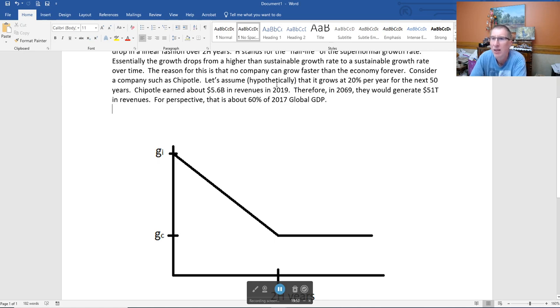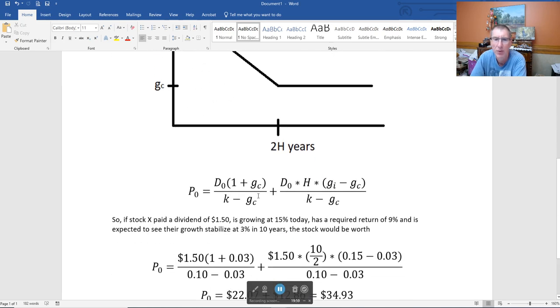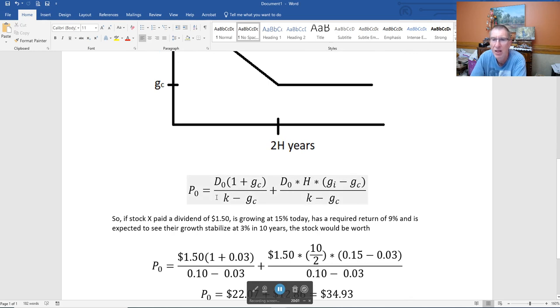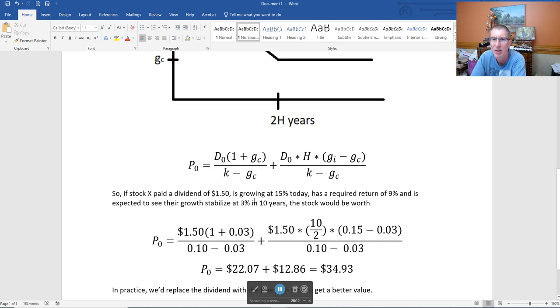So if Chipotle or any other company is growing fast now, that growth is going to slow down over time. We're not going to see a constant growth. So if you have an H model, the formula looks kind of ugly, but with Excel, you plug a formula in. Once you get it set up, the numbers just automatically update the formula. So all you have to do is set this formula up once, just walk through an example.